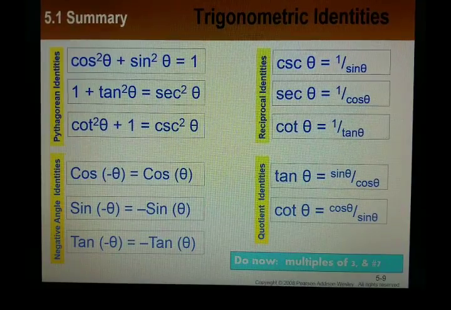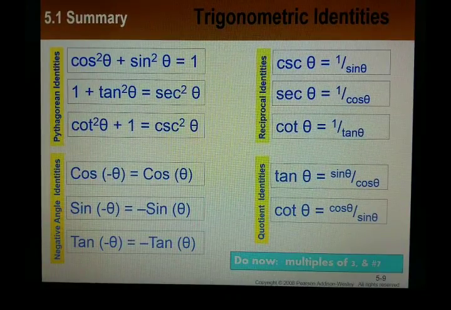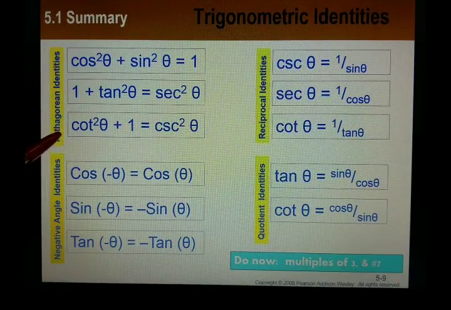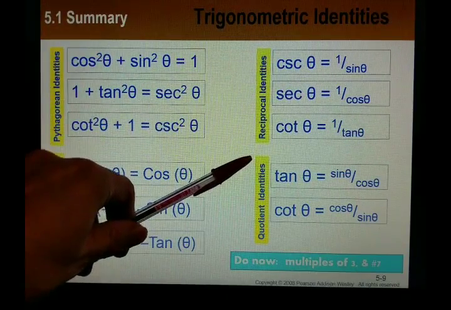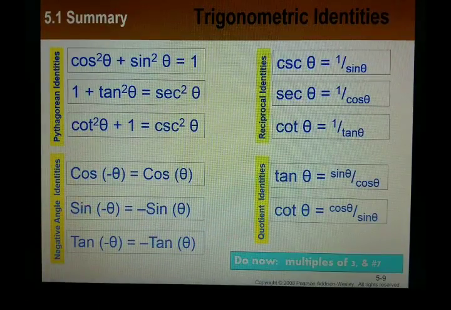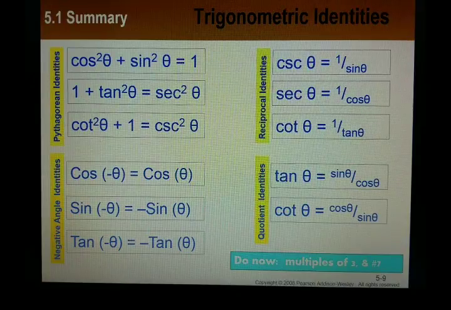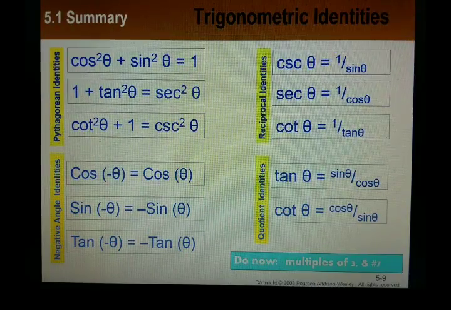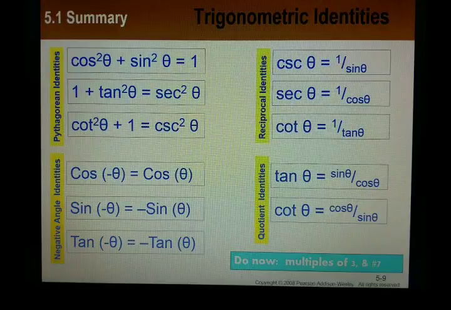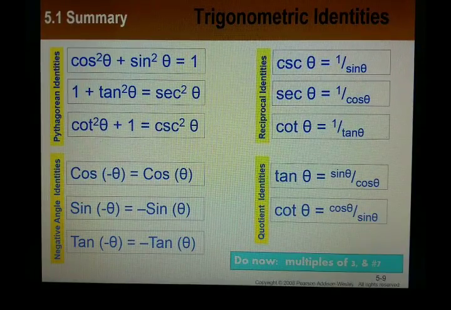That would be the end of your 5.1. I hope you realize the importance of memorizing your Pythagorean identities, your reciprocal identities, your quotient identities, and your negative angle identities. Please get working on the Quizlet every single night. Every day you need to do another 10-question Quizlet at home, and you need to do a 10-question Quizlet in class every single day. The sooner you get these memorized, the much easier that this chapter will become for you.